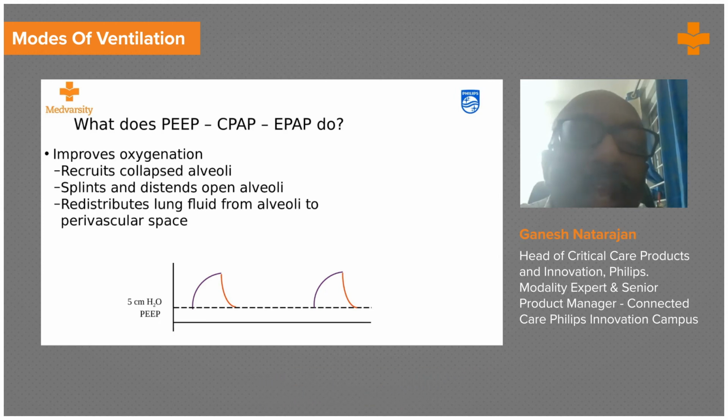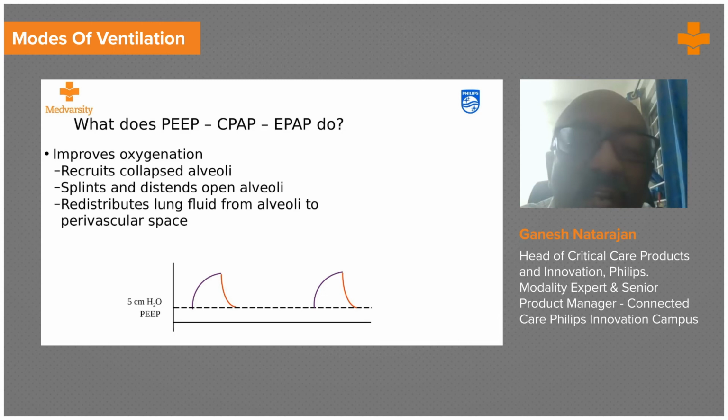All three of them help in splinting the airway, ensuring that your airway doesn't completely shut, so that for the next breath, you have to overcome the airway resistance to open the airways and then push in the air. And all of these three redistribute the lung fluids from the alveoli to the perivascular space. So technically speaking, the PEEP, the CPAP, and the EPAP physiologically are similar.